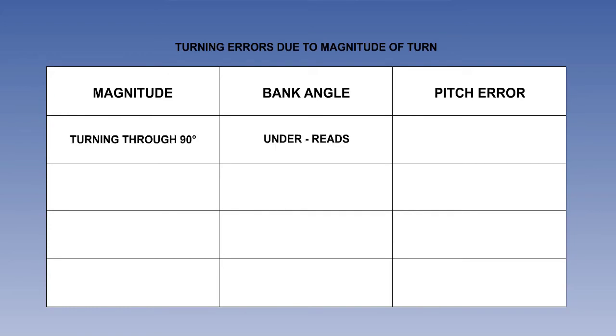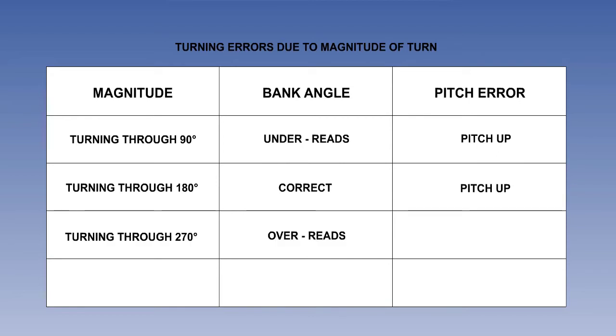Turning through 90 degrees, the instrument will underread the bank angle, and the pitch error will cause a false nose-up indication. Turning through 180 degrees, the bank angle will read correctly, but the pitch error will still result in an erroneous nose-up indication. Continuing the turn through 270 degrees, the instrument will now overread the bank angle, while the pitch error still causes a false nose-up indication.